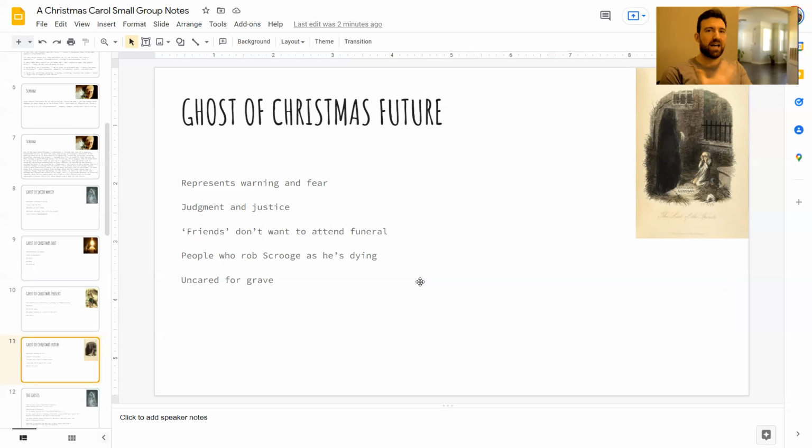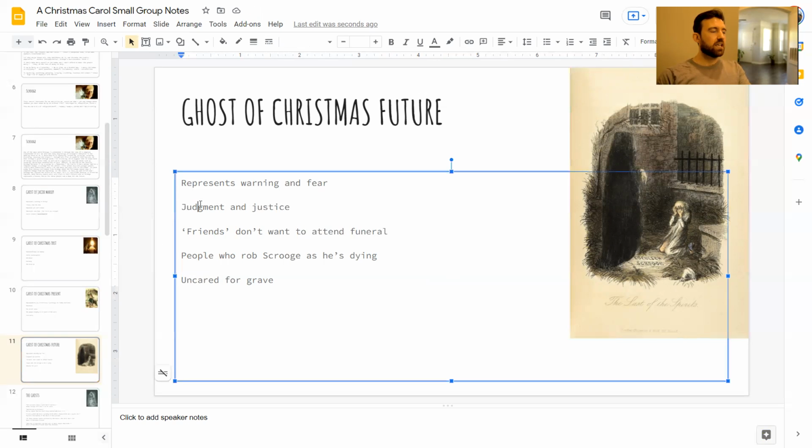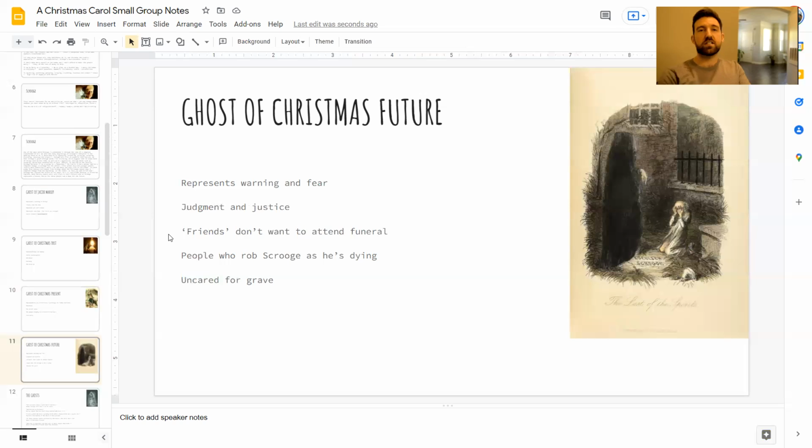He's all dressed in black and skeletal and more like Death. He looks a bit more like the Grim Reaper or Death, right? We see that in this image. Maybe if I make the image a bit bigger, since I can. Yeah, so he's just like a spectre of death, basically. And he also represents judgment and justice.